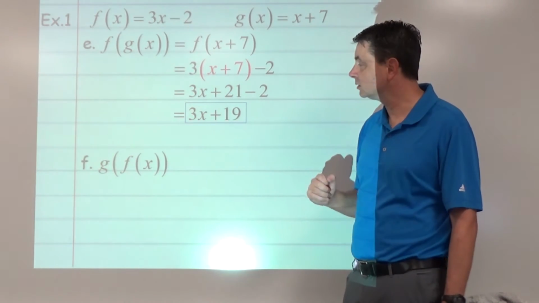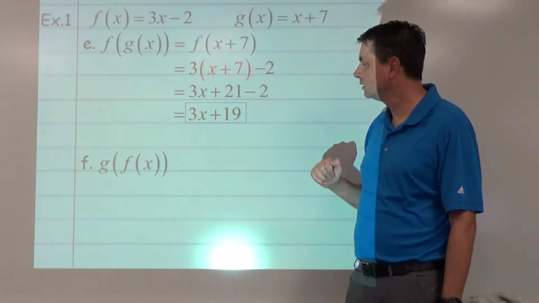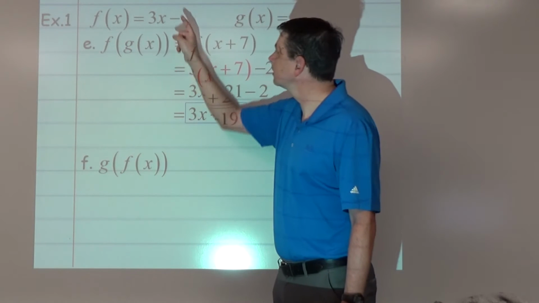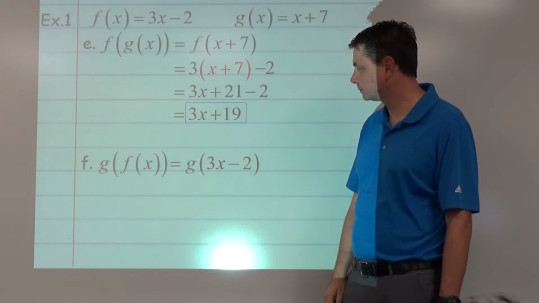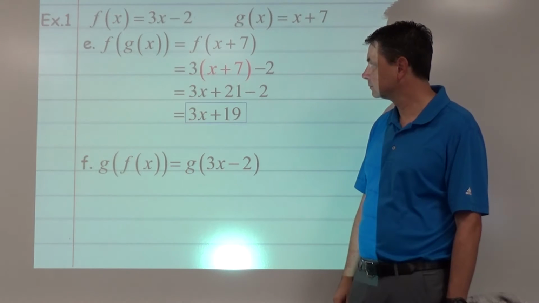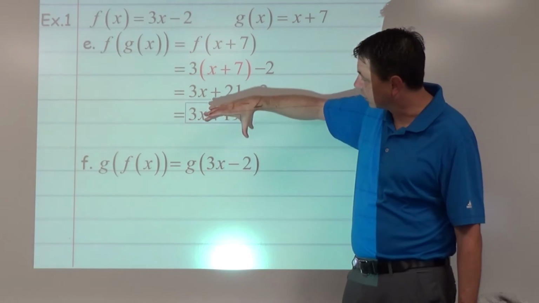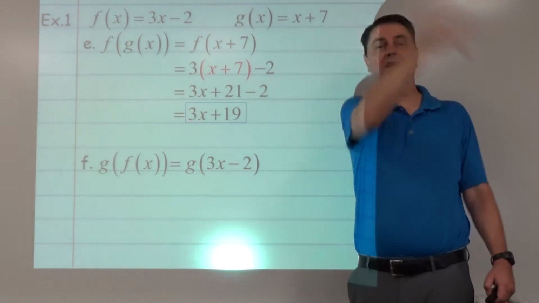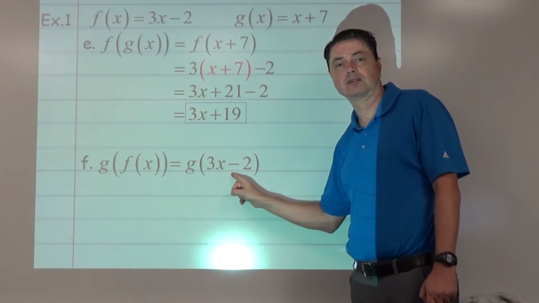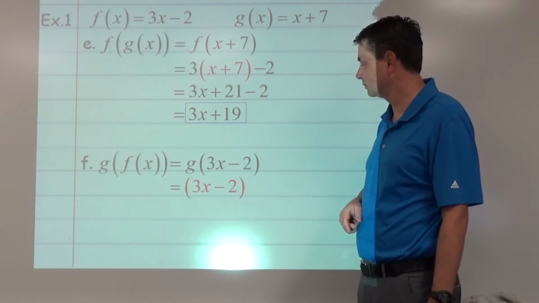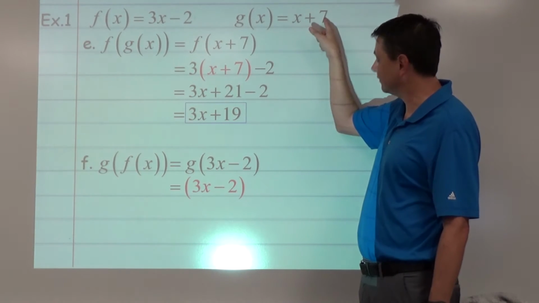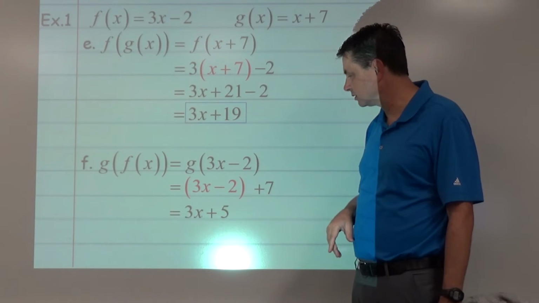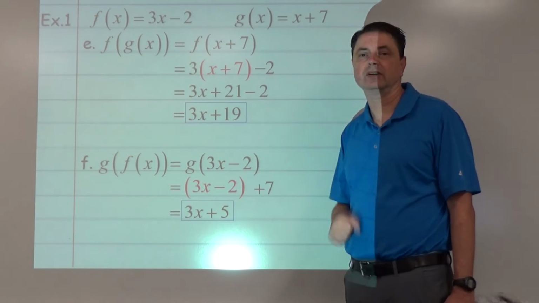We can switch it around. G of f of x. So once again, we'll start on the inner function. We're going to replace f of x with 3x minus 2. Then we're going to take that and substitute into g. Starts with x, so throw away the x, replace it with this. Probably still want to use the parentheses. Plus 7. So now we can just combine like terms, 3x plus 5 being our answer.